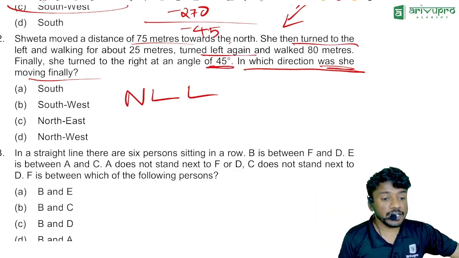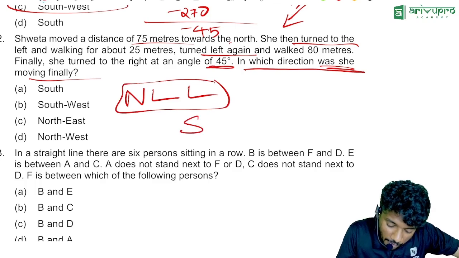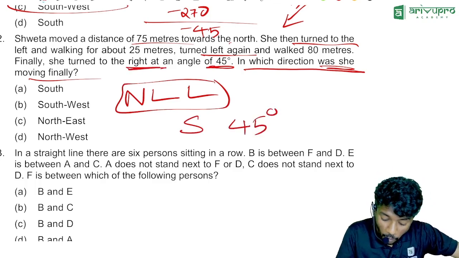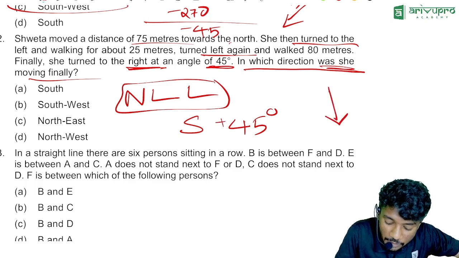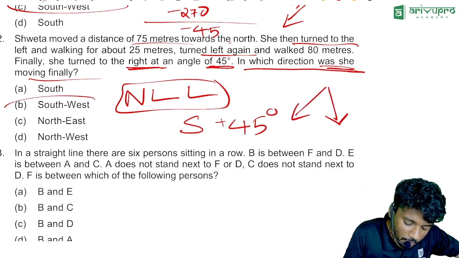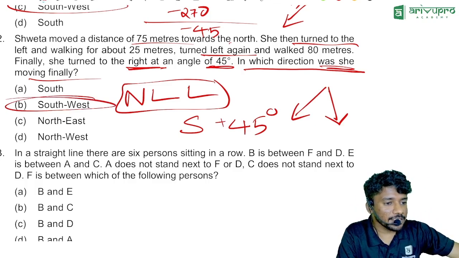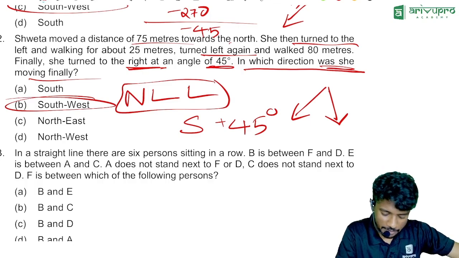Then turn 45 degree. That means north left means what? South. 45 degree right. Right means clockwise. So the person is looking towards south and turns right 45 degree. Answer is southwest. Got the point? Any doubt? Can we go for the next one?